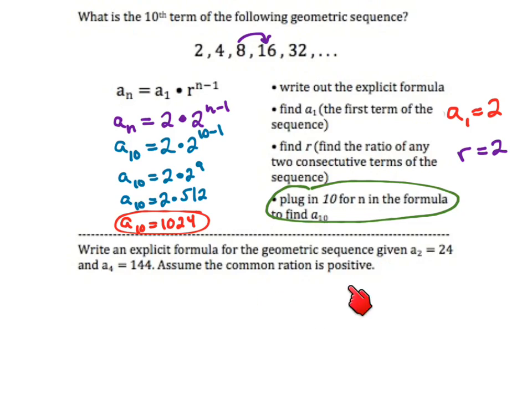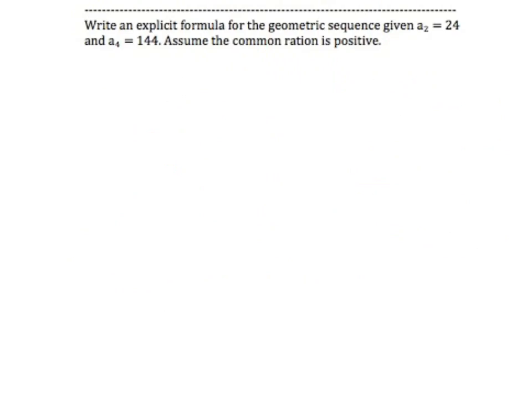All right, before you look at this and give yourself a headache, I want to change this a little bit. A sub 2, the second term, is going to be negative 15. A sub 4, the fourth term, is going to be negative 375. Go ahead and take a look at that next one and see how you might solve that.